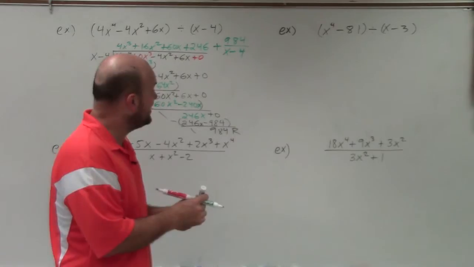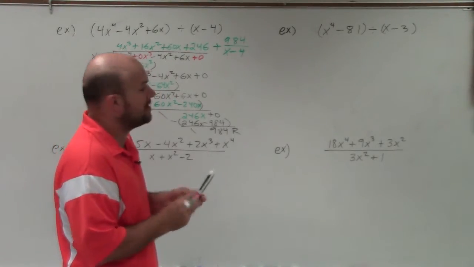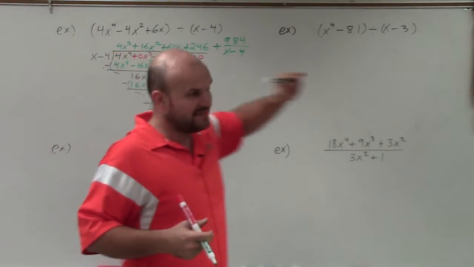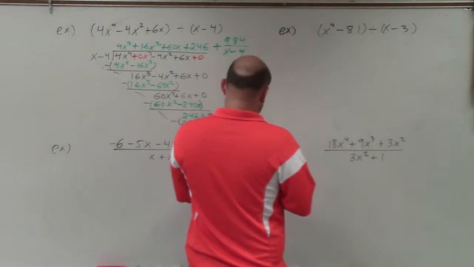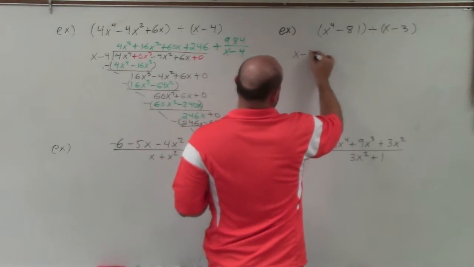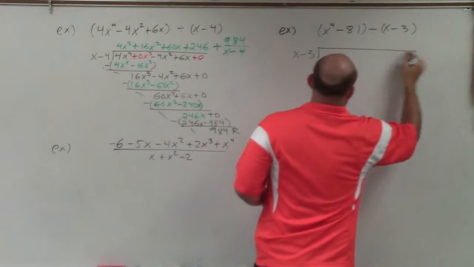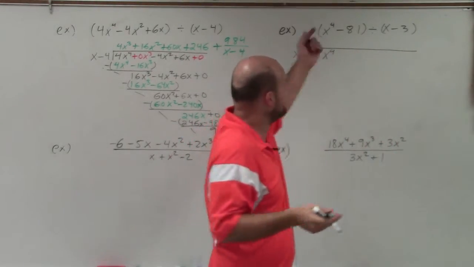So this one's going to be pretty fun just to go through. Again, we always start with our largest degree first and then go down in descending order. So to rewrite this in our long division algorithm, I'm going to have x minus 3 divided by x to the 4th. And then I don't have anything else. Oh, I have negative 81.